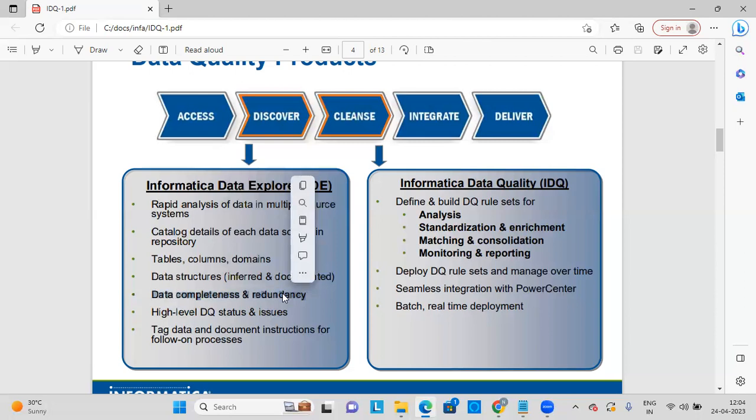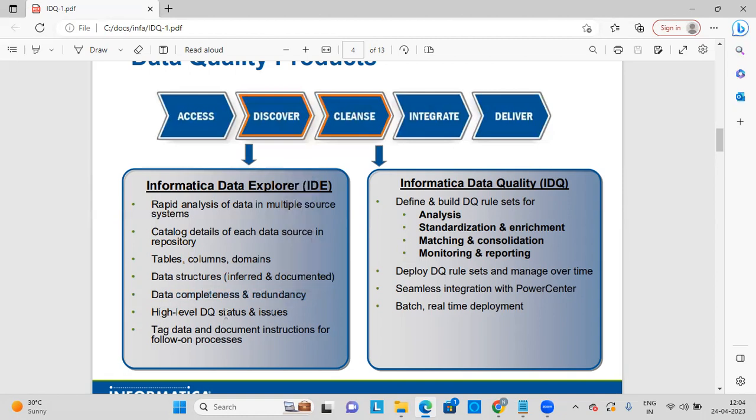Now, redundancy, as we all know: in case there are any duplicate records, by using the Explorer or Analyst, we can identify how many records have duplicacy. That's it. We only identify here. You don't fix it here. We can only identify and leave it to the downstream layer to get it fixed.